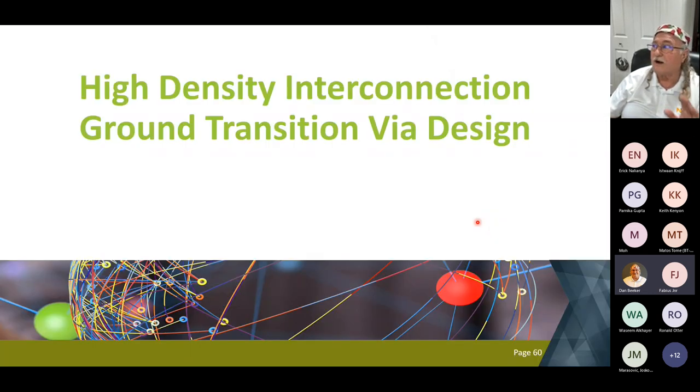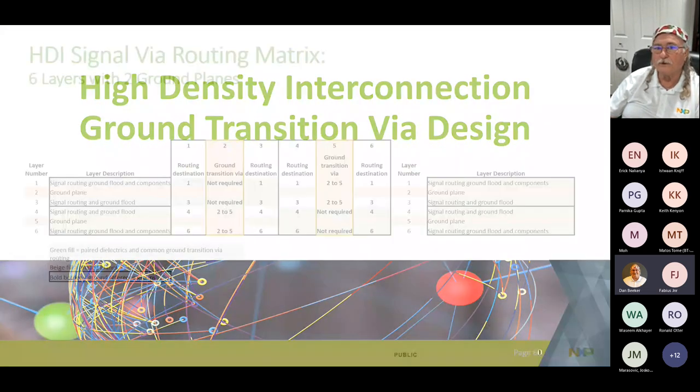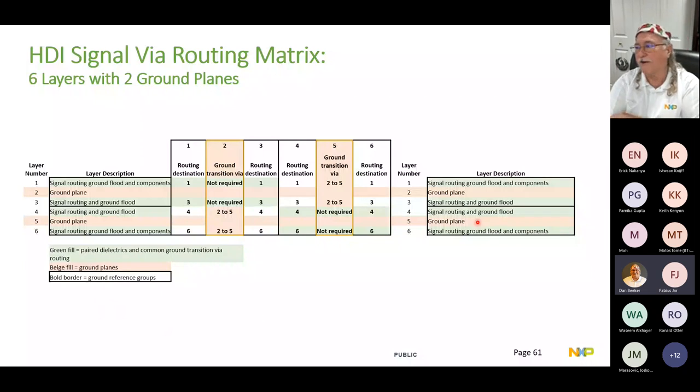We're going to look at how we do the layer-to-layer interconnects, and this is where you can take these diagrams and use them as your guidelines for designing the different board stacks with high-density interconnects. And this is what I created because my customers were having such a difficult time.